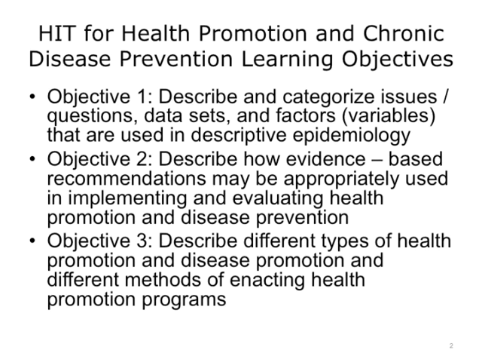The learning objectives for the potential of public health information technology for health promotion and chronic disease prevention unit are: Number 1. Describe and categorize issues, questions, data sets, and factors, variables that are used in descriptive epidemiology. Number 2. Describe how evidence-based recommendations may be appropriately used in implementing and evaluating health promotion and disease prevention. Number 3. Describe the different types of health promotion and disease prevention and different methods of enacting health promotion programs.